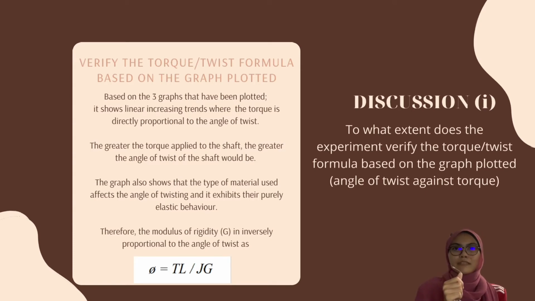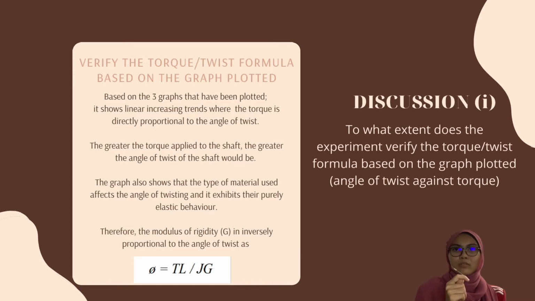To verify the torque of a twist formula, the graph is plotted. Based on the three graphs that have been plotted, they show linearly increasing trends where the torque is directly proportional to the angle of twist. Therefore, the greater the torque applied to the shaft, the greater the angle of twist of the shaft would be.